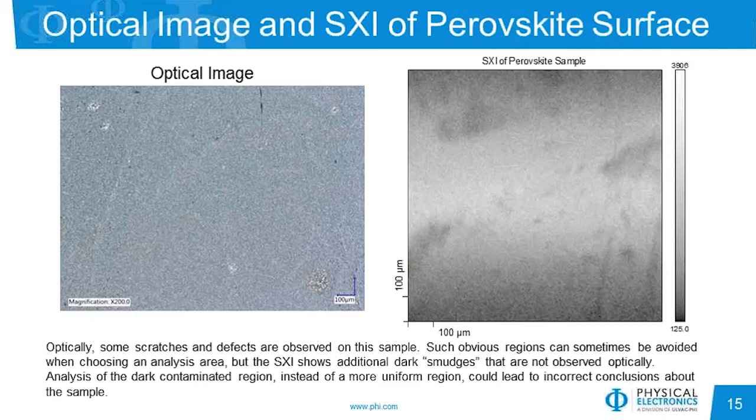Now, if we wanted to collect data here from a large area analysis, we could do so, but we may wonder if some of those dark smudges are contributing to strange results that we may see. But with the SXI, we can choose to either investigate those dark areas or potentially move away to where we see an area that has a more uniform SXI.